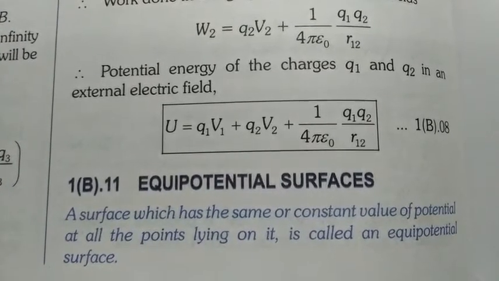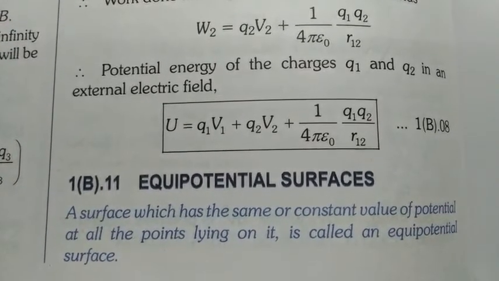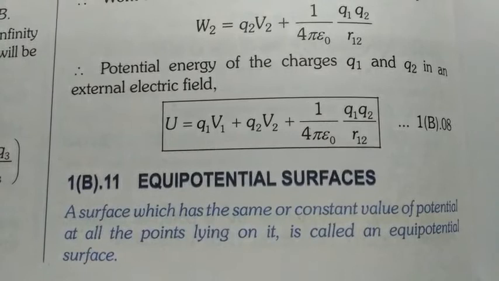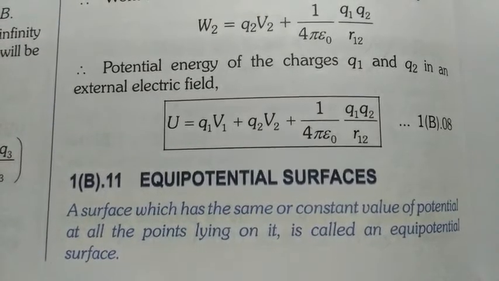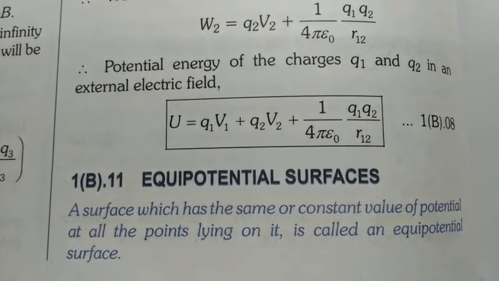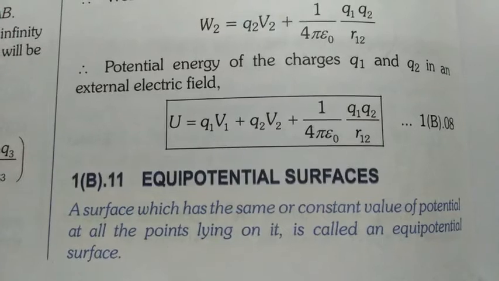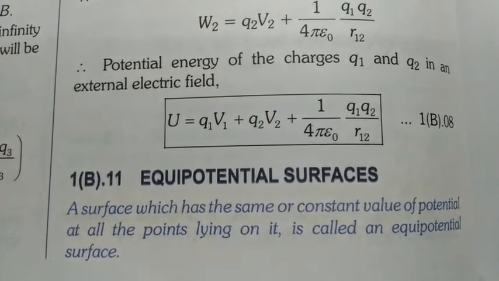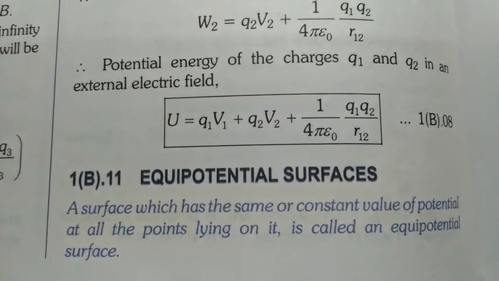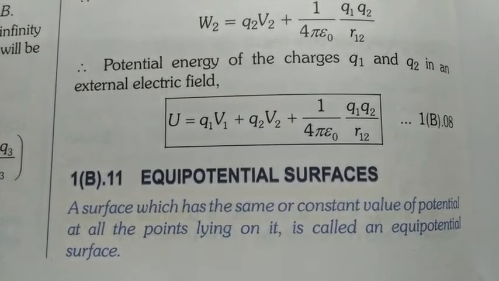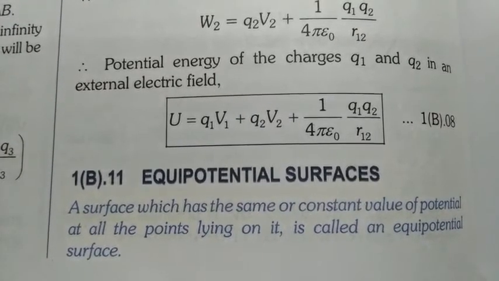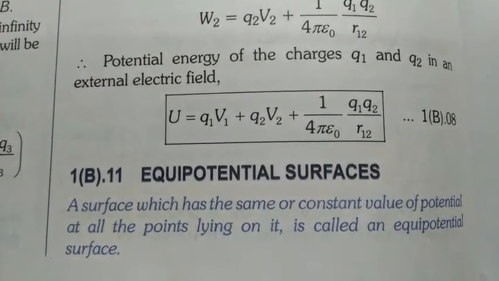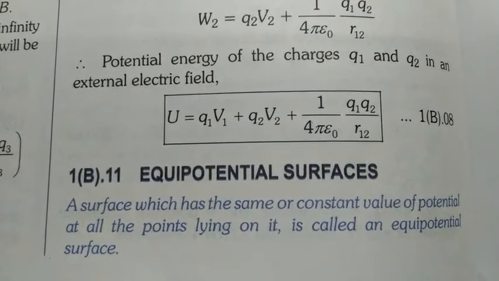Now let's see the definition given in the book. A surface which has the same or constant value of potential at all the points lying on it is called an equipotential surface. So on that surface, at all the points the potentials are the same.